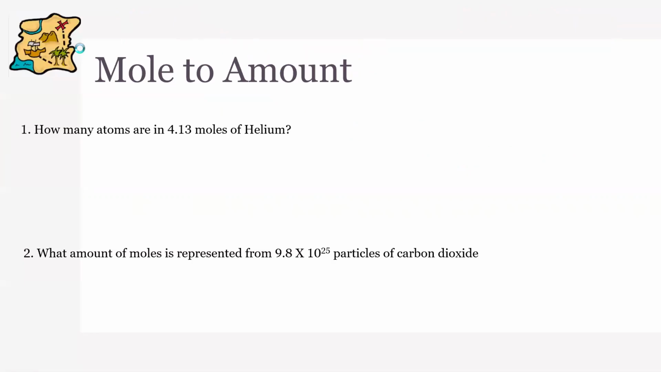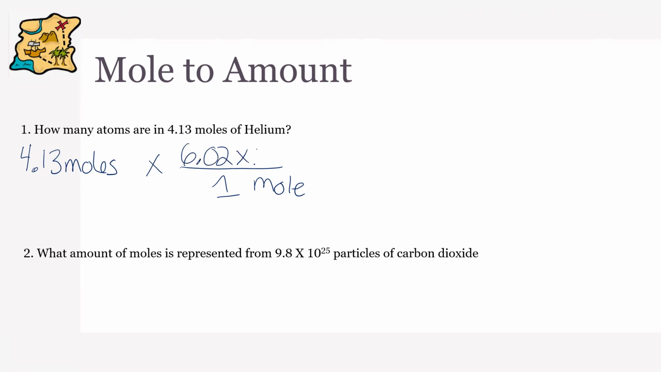So if we go to our practice problems here, as always, we'll start off with what we're given. So the first thing here is 4.13 moles of helium. And we're trying to figure out how many atoms of helium there are. So we want to use that conversion factor. We want to be able to cancel out the unit that we have. So mole will go on the bottom, and it'll be 1 in this case. And as we discussed, 6.02 times 10 to the 23rd.